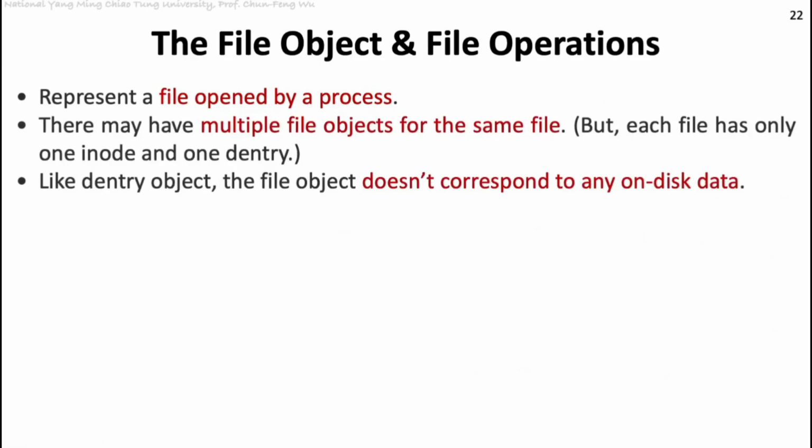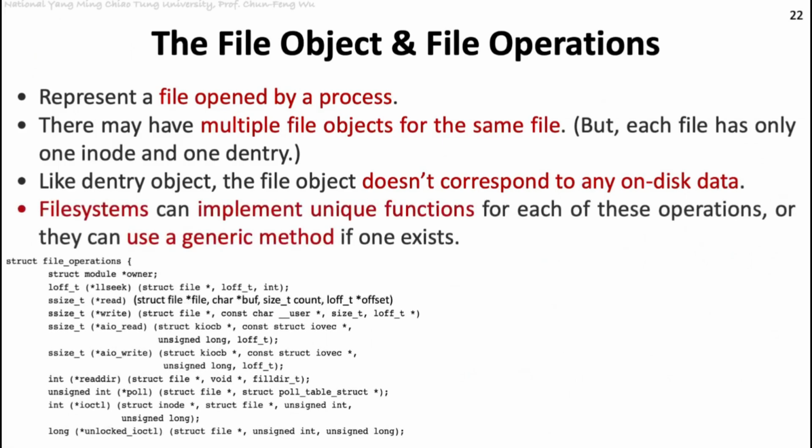And like the D entry object, the file object does not correspond to any on-disk data, because this data structure corresponds to the process. So it is not really related to the inode, the data on the storage device. When we are going to update the data, we always link back to the inode object, and then we modify the data on the disk like this.